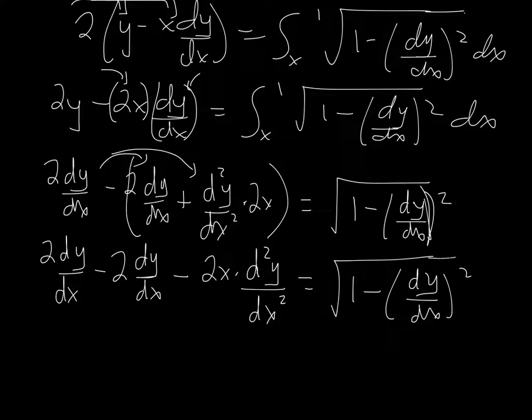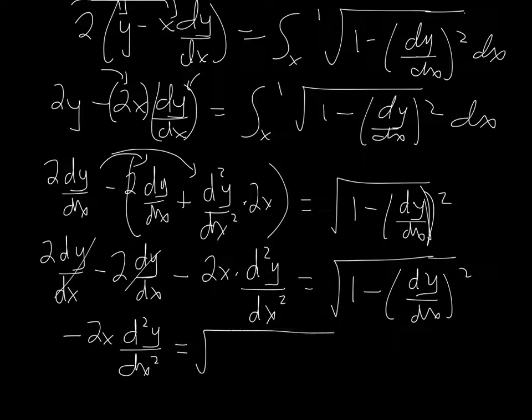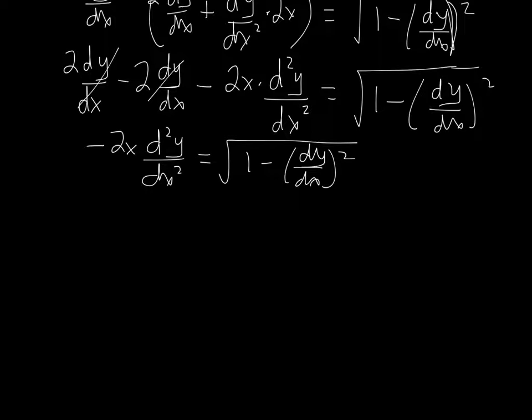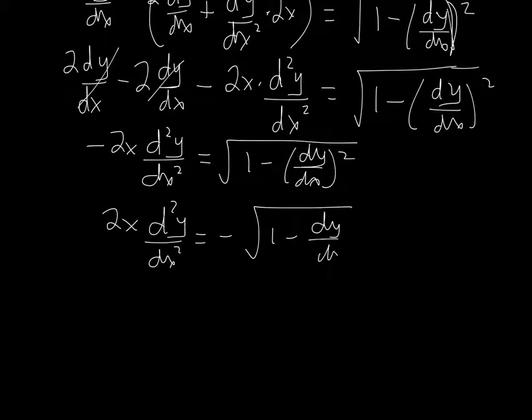Almost there. This is where it gets exciting, because 2 dy/dx minus 2 dy/dx is 0. So I have negative 2x d squared y dx squared equals the square root of 1 minus (dy/dx) squared. We have one more step, just to make this look like the equation he gave us, which is to divide both sides by minus 1, so we get 2x d squared y dx squared equals negative the square root of 1 minus (dy/dx) squared.